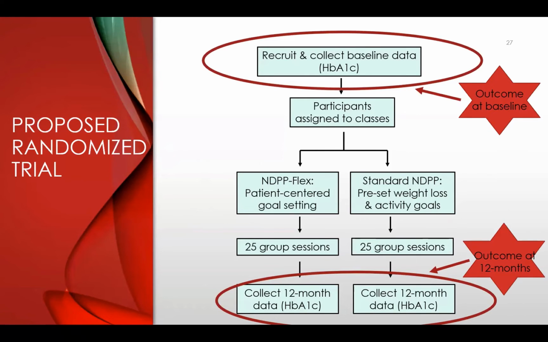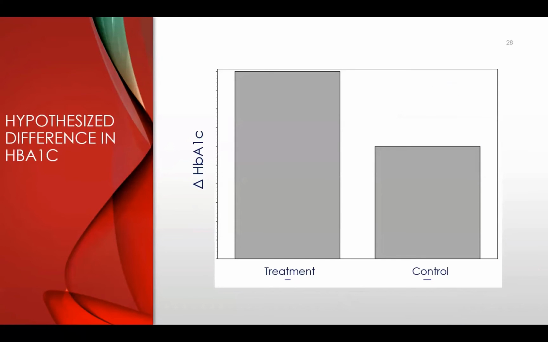The outcome of interest for this particular trial was the change in hemoglobin A1C. So the outcome was measured at baseline and again at 12 months after classes ended. And here's a visual of the hypothesized difference in hemoglobin A1C between treatment and control. By just looking at this picture, it appears that the power analysis should be very simple, for example, a t-test. However, the power and sample size computations would be incorrect if the user did not account for the correlation between outcomes measured from the same class. So it's a very important component of your power analysis.